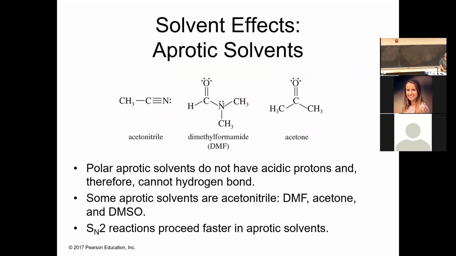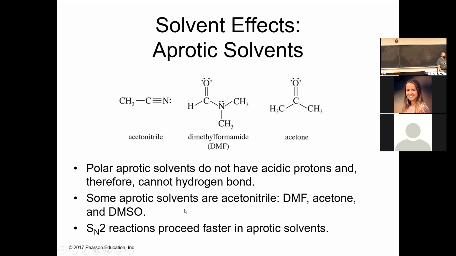Okay, an aprotic solvent is a polar compound, but notice it lacks the NH or OH. So these can accept hydrogen bonds, but they can't donate hydrogen bonds. Okay, so acetonitrile could accept a hydrogen bond from water, for example, but it can't donate. Okay, and many of these solvents can do a pretty good job of dissolving substances.